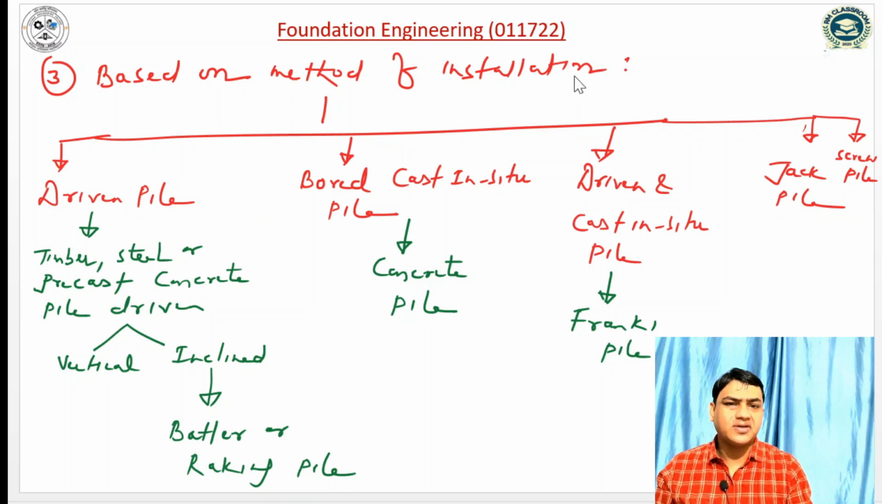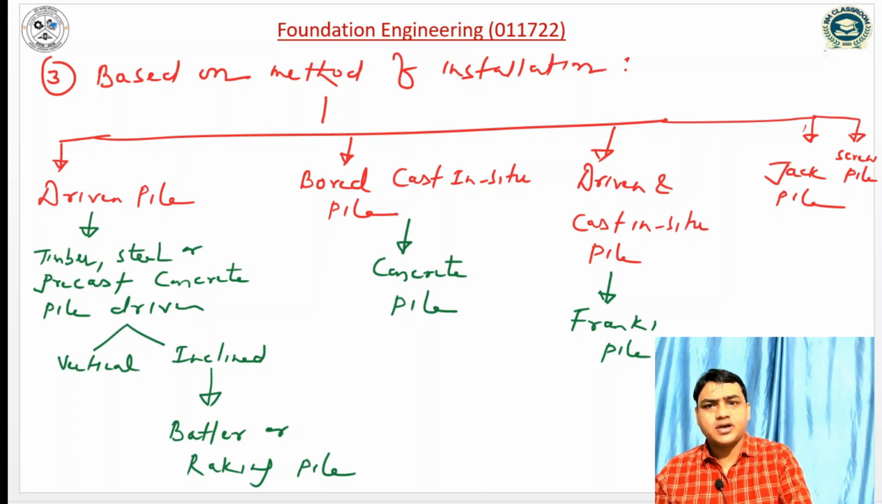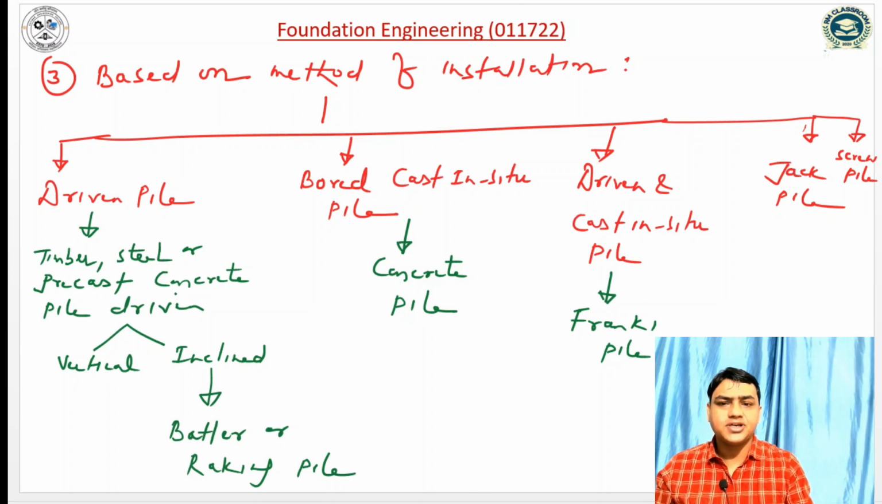Based on method of installation, there are various types of piles. The first one is driven pile, the second one is bored cast in situ pile, then driven and cast in situ pile, jack pile, and screw pile. So what are driven piles? Driven piles are generally made of timber, steel, or precast concrete, and are driven either vertically or inclined. If it is driven inclined, then such a type of pile is called batter pile or raking pile.